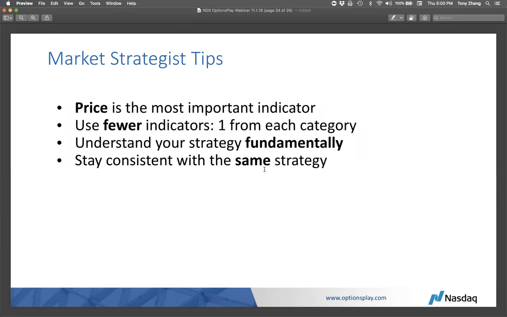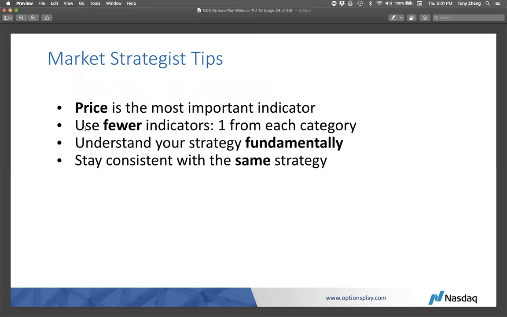Number one, price is by far the most important indicator. Sometimes people get so overwhelmed by all the indicators on their chart, they forget to look at the price. Look at the price first. That's your most important indicator. All the information out there in the world is first reflected in the price. All the indicators that you can add onto the chart are just for confirmation, but price is first and foremost.